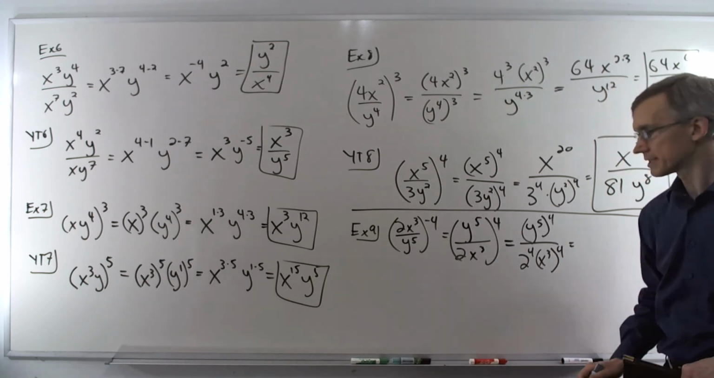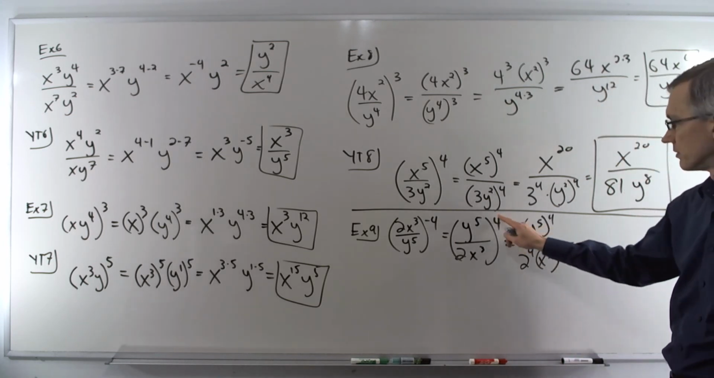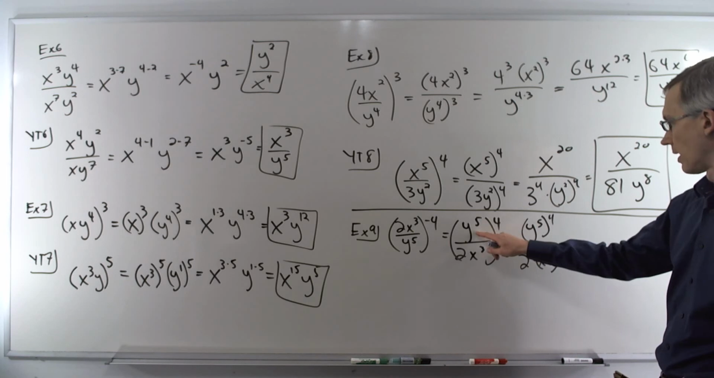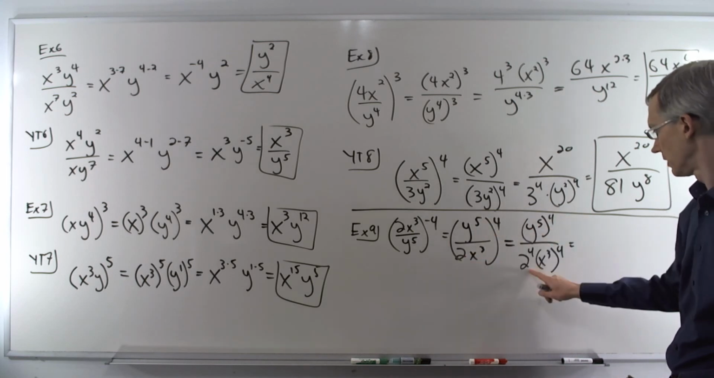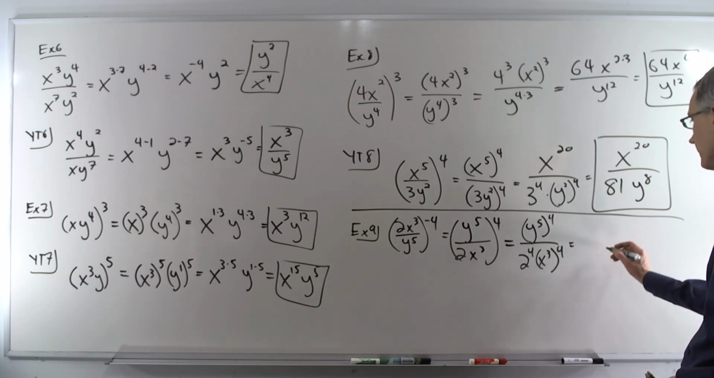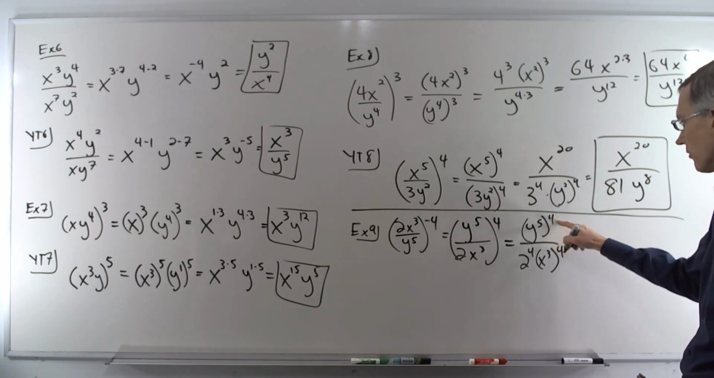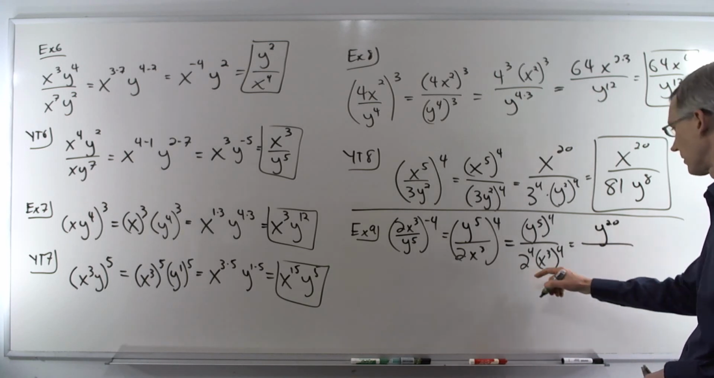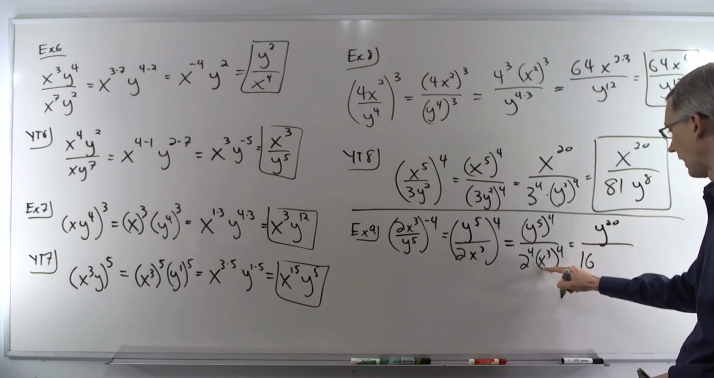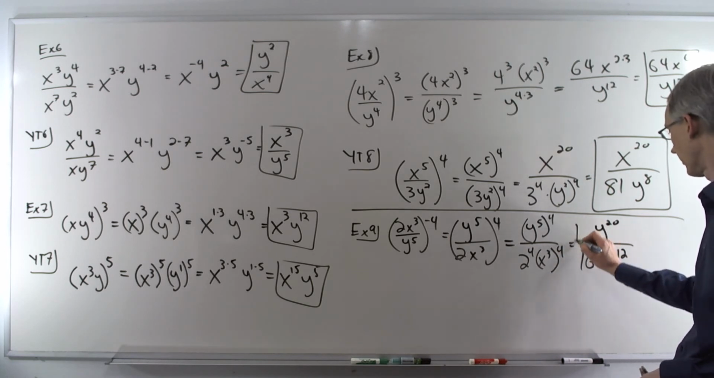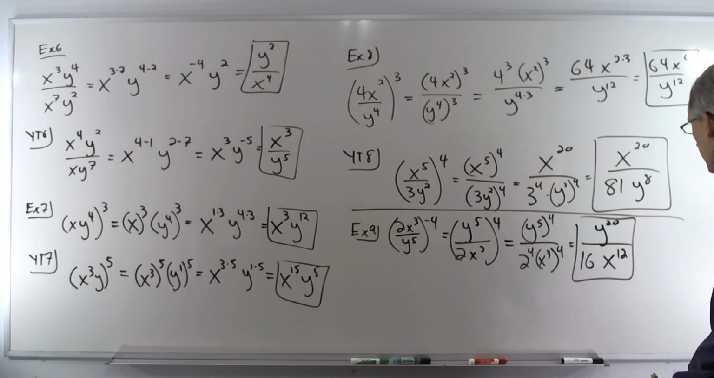So another way of writing this out is just go ahead and apply the 4 to everything inside the parentheses at once. So I applied it to the y to the 5th here, I applied it to the 2 here, and I applied it to the x to the 3rd here. Now, power to a power, we're going to multiply those exponents, so we get y to the 20th on top. On the bottom 2 to the 4th is 16, x to the 3rd to the 4th, 3 times 4 is 12, so that is x to the 12th power. Y to the 20th over 16, x to the 12th.